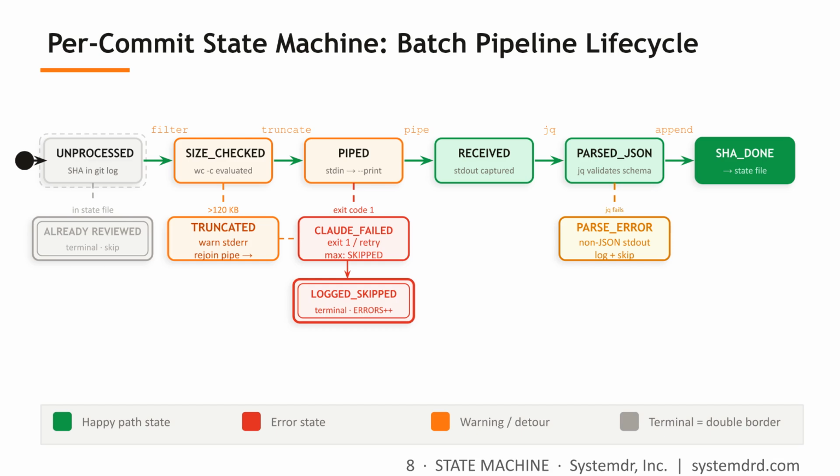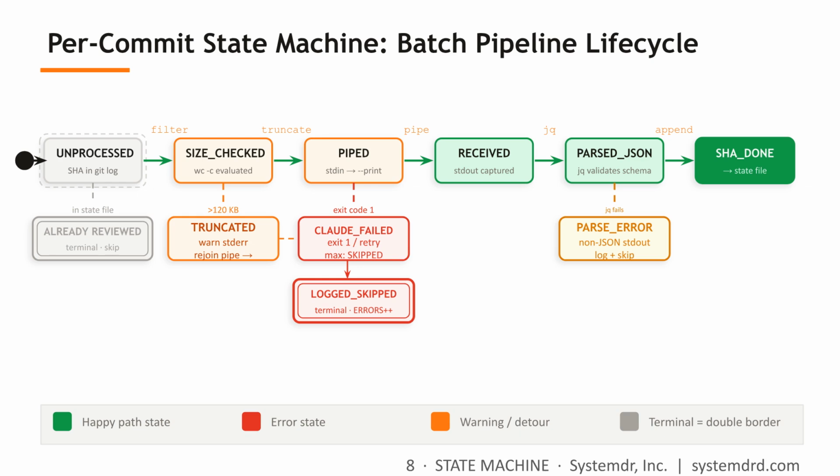Piped. claude_print is invoked. If Claude returns a non-zero exit code, the commit drops to claude_failed. The retry loop fires, waiting 2, then 4, then 8 seconds between attempts. After 3 failed retries, the commit goes to logged_skipped. That's a terminal error state, indicated by the double border on that box. The errors counter increments, and the batch continues with the next commit.